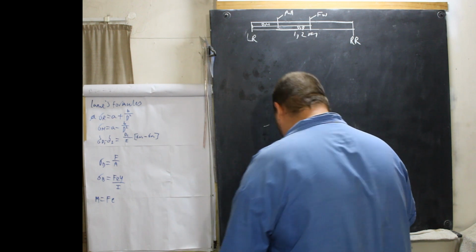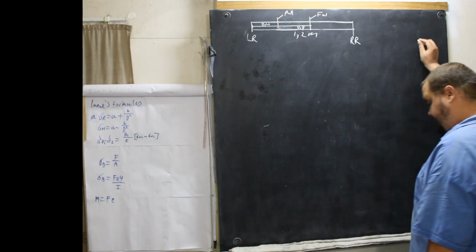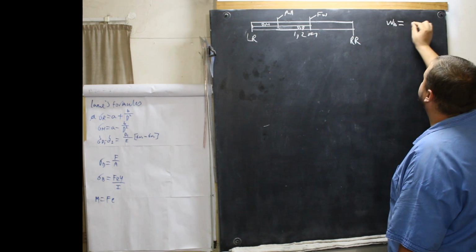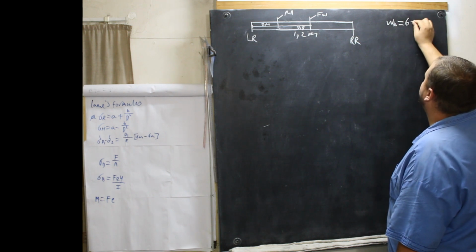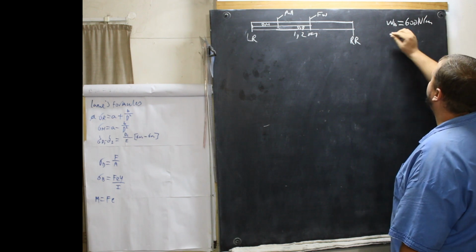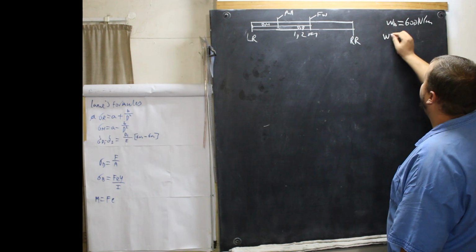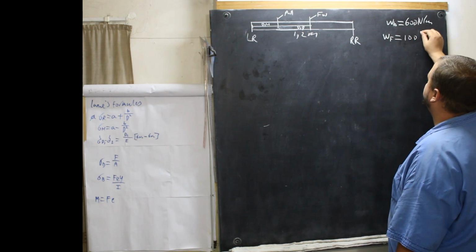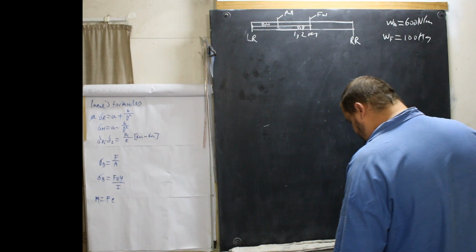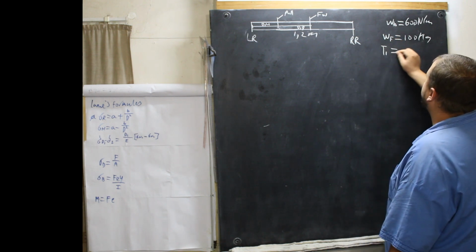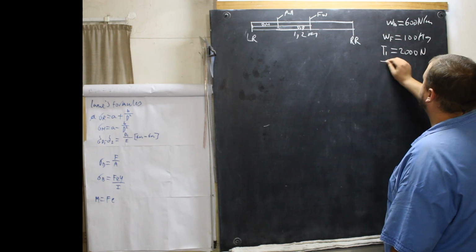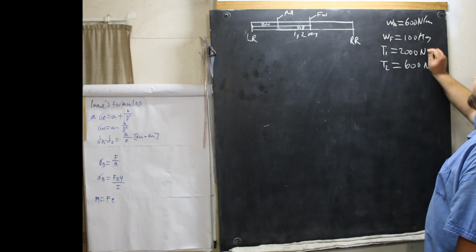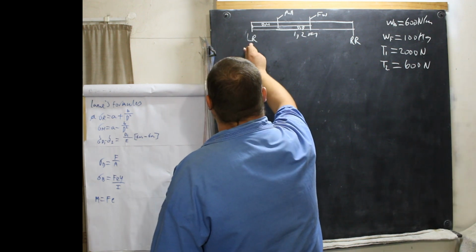Next, we're going to put all our values to the right hand side. The weight of the beam is 600 newtons per meter. The weight of the flywheel is 100 kgs. T1 is 2000 newtons. T2 equals 600 newtons. And yes, we have all the information that we need, because we need to work out our left hand side.